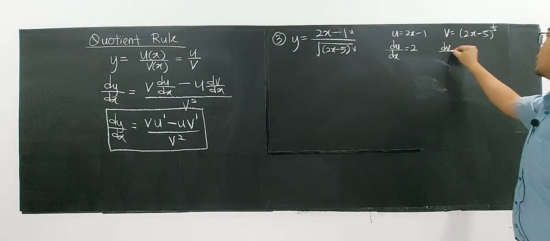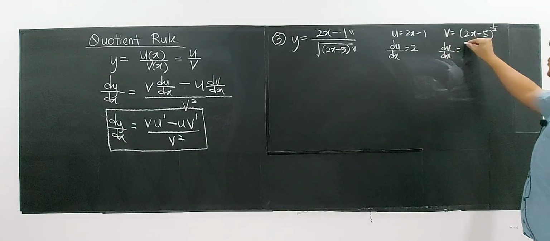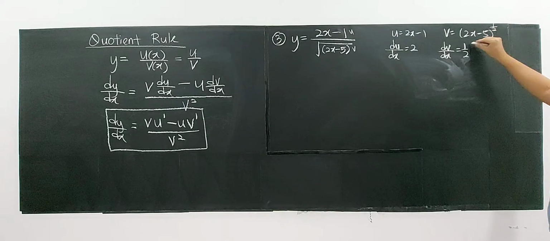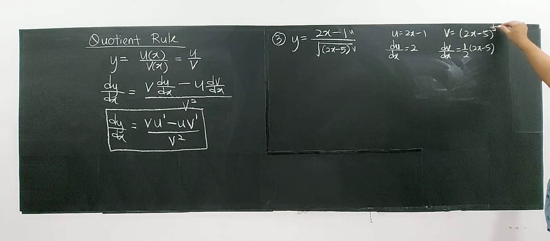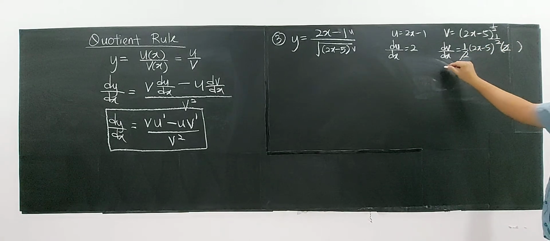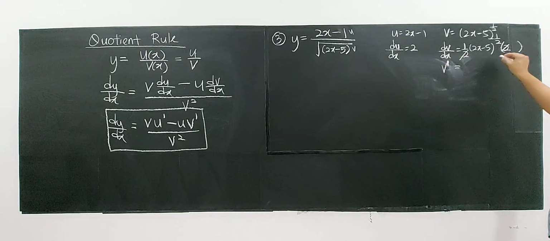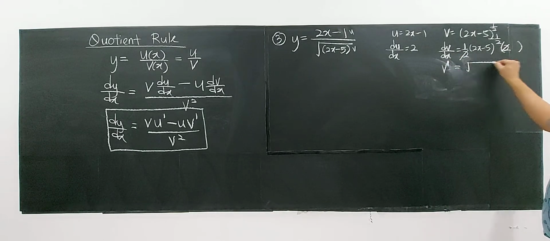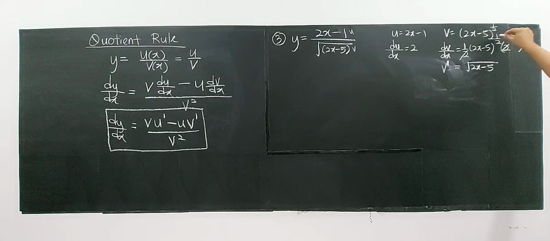Then for this one you have to apply the chain rule. So 1 over 2, bring down the power, times 2x minus 5, and the power 1 over 2, you deduct 1, so you have negative 1 over 2. And don't forget that you need to differentiate the function inside there. Differentiate 2x, you have 2; this one you have 0. So you can cancel out the 2. So v prime is actually 2x minus 5 to the power negative 1 over 2.